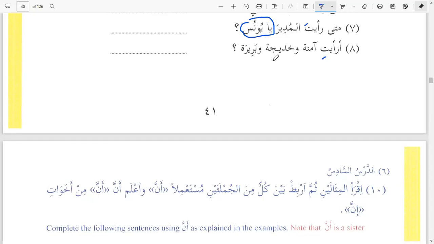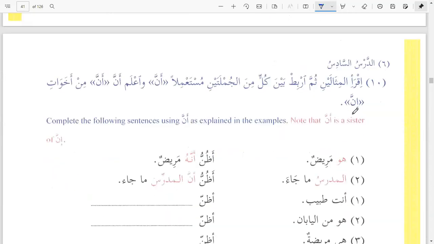The next is, we have to use inna. Complete the following sentences using anna, as explained in the examples. We will learn here the example. Note that Anna is a sister of Inna.